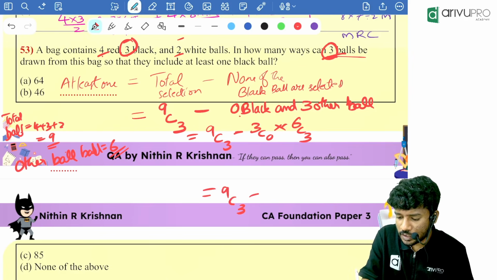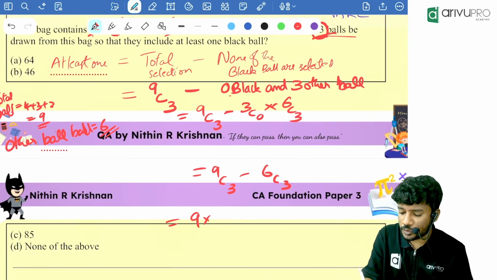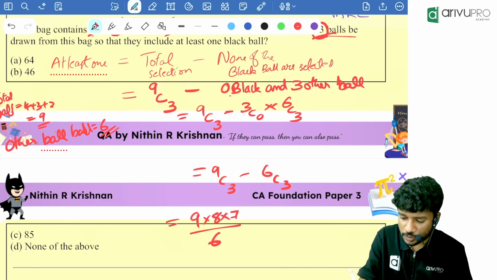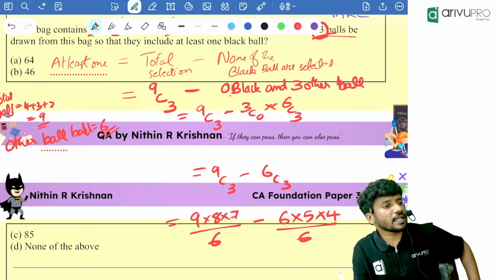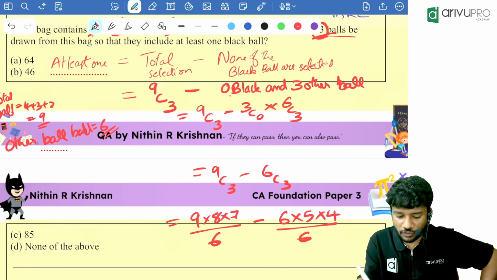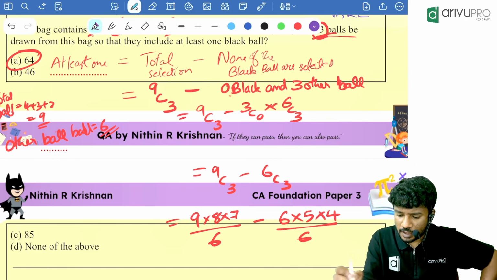So get me the answer: 9C3 minus 6C3. Use your calculator. 9 into 8 into 7 divided by 3 factorial, minus 6 into 5 into 4 divided by 6. Give me your answer in the calculator. 64. Everyone got it as 64. How to do it in the calculator? Can you tell me?